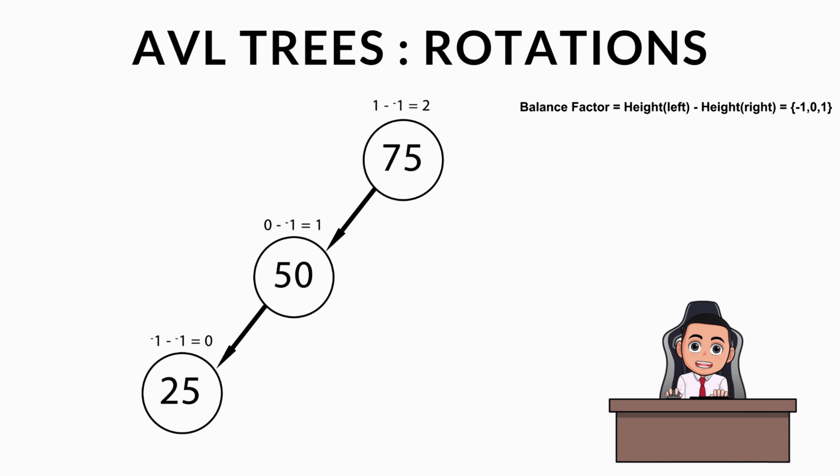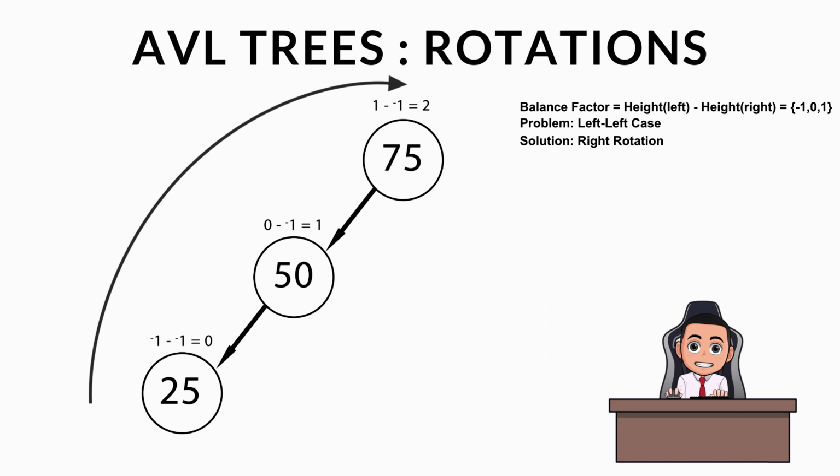So this is considered a left-left case, since we inserted the node within the left subtree as the left child, and the tree becoming unbalanced because of it. Now the question becomes, how do we take this tree and make it balanced again? We can accomplish this by using a right rotation.